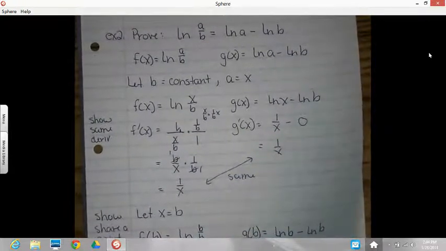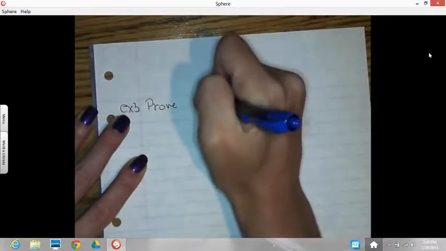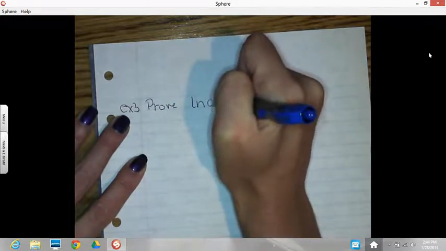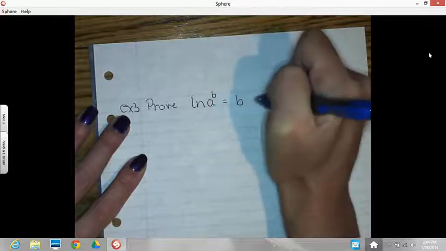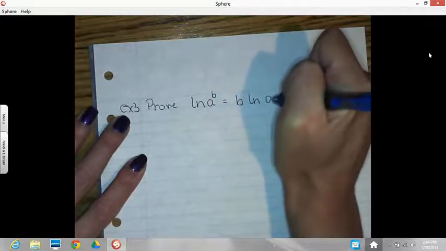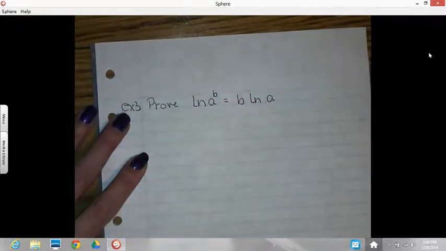All right, one more proof. And it's a little bit more complicated in the algebra stuff, the exponent stuff really. Otherwise, same process. Prove by uniqueness theorem that the natural log of a to the b equals b times natural log of a. So that exponent being the multiplier.